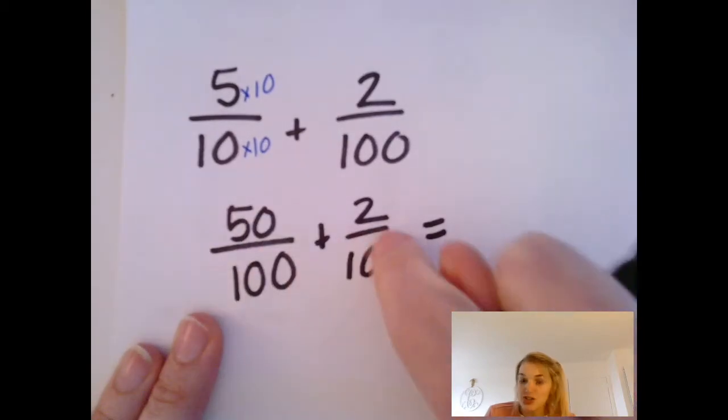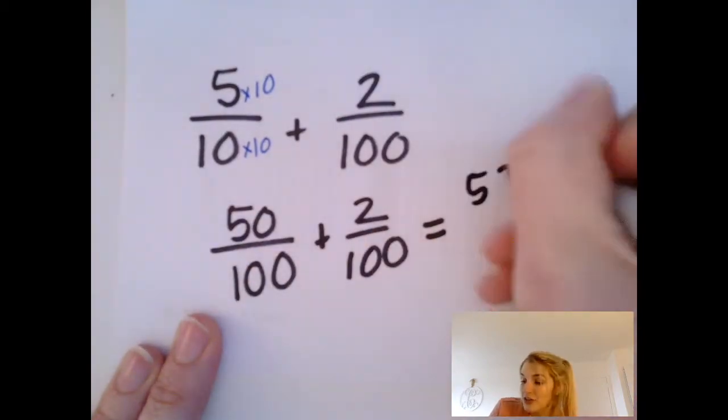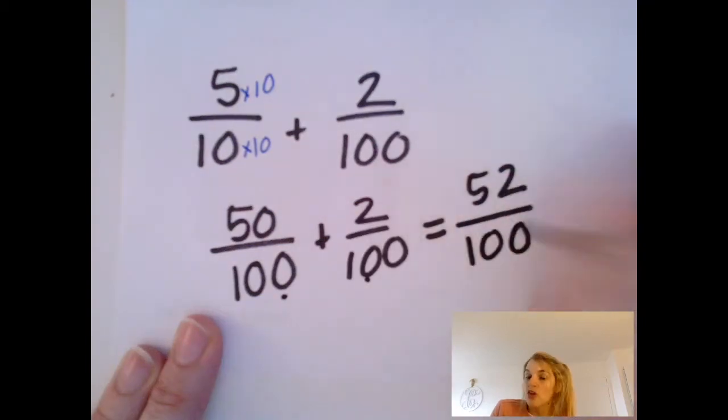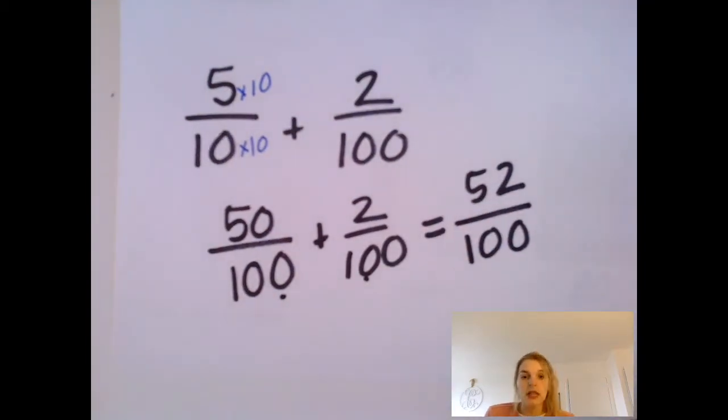So now all we have to do is add. 50 plus 2 is 52. And we're going to leave our denominator the same. You always leave your denominator the same unless you're multiplying fractions, which is what we just did. So let's take a look.